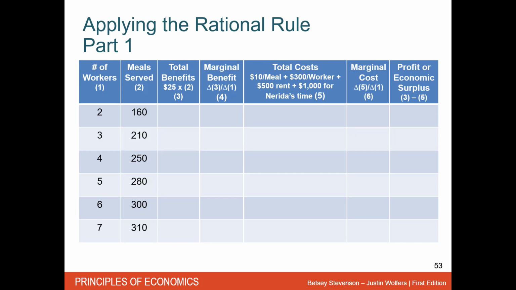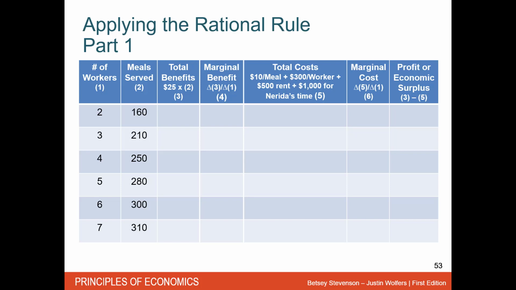Nerida said she can figure out total benefits and total cost. Total benefits can be found by multiplying the price per meal, which is $25, and the number of meals served. To find total cost, she said that she spends $10 on the ingredients per meal, plus $300 per worker, plus a one-time rental fee of $500, and a one-time estimate of the value of her time, which is $1,000. The one-time fee is what we call fixed cost in economics.